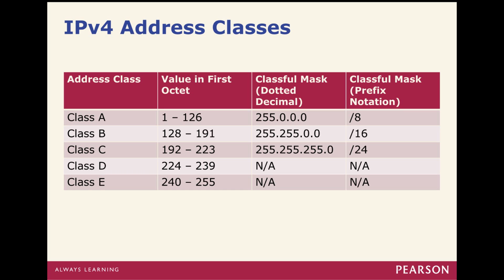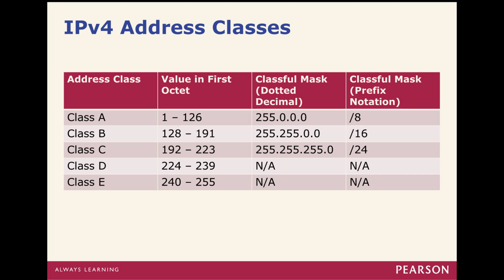For a class A, the value in the first octet is 1 up to 126. Remember, the value in the first octet determines the class. That's it. Just the value in the first octet. The class full mask, or the unsubnetted subnet mask, for a class A address is 255.0.0.0. And the prefix notation, or the CIDR, as it's sometimes called, is a /8. All that means is 8 bits are turned on. They're the first 8 bits, and so oftentimes you will see a class A address with a /8 behind it. That just means that that's what the subnet mask is.